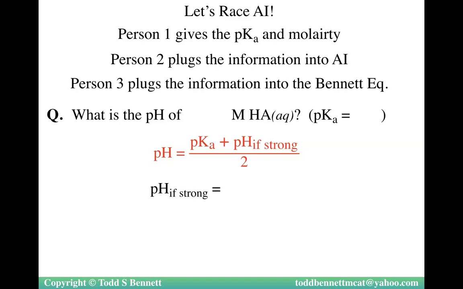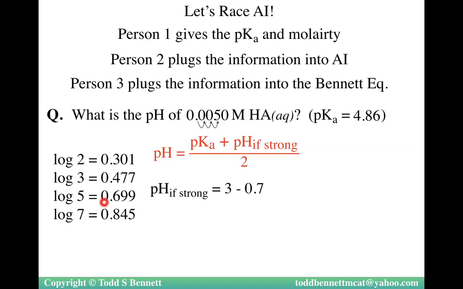The pH if strong is going to equal the following. Moves over 1, 2, 3. So 3 minus log of 5 is 0.7. So there's my chart. 3 minus 0.7 is 2.3. 4.86 plus 2.3 equals 7. Round up, 7.16. 7 over 2 is 3.5. Half of 16 is 8, so 3.58. Done.